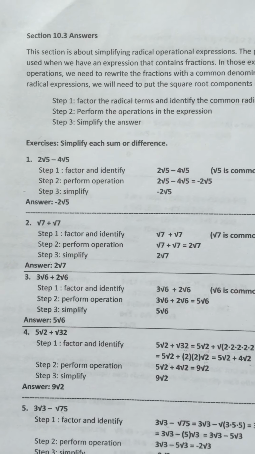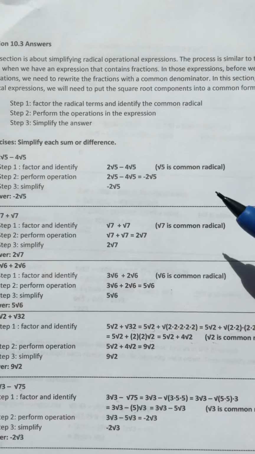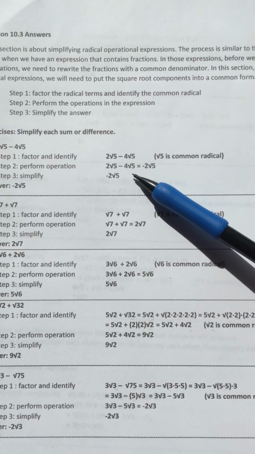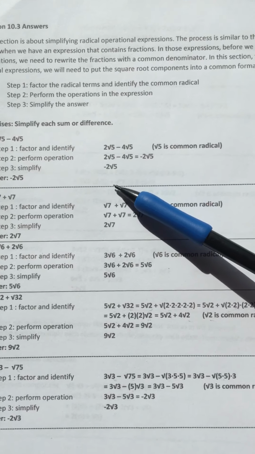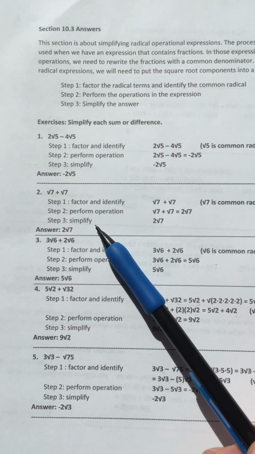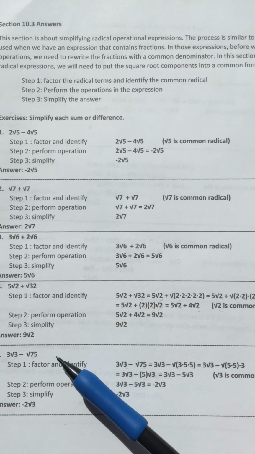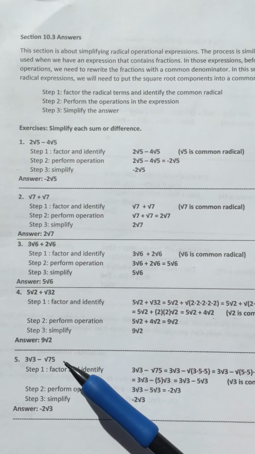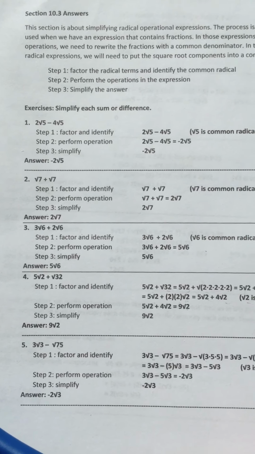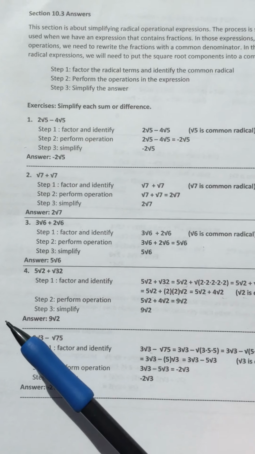So let's go to problem number 1. 2 square root of 5 minus 4 square root of 5. Well, here you can see 5 is the common radical, so I don't have to do anything. Just do my arithmetic operation. 2 minus 4 gives me minus 2 square root of 5, and that's the answer. Similarly, for number 2, square root of 7 plus square root of 7. Well, 7's already my common radical, so I don't have to do anything. Add them together, 2 square root of 7. And again, with 3, we have 3 square root of 6 plus 2 square root of 6. Square root of 6 is already the common radical, and I just add them together to give me 5 square root of 6.